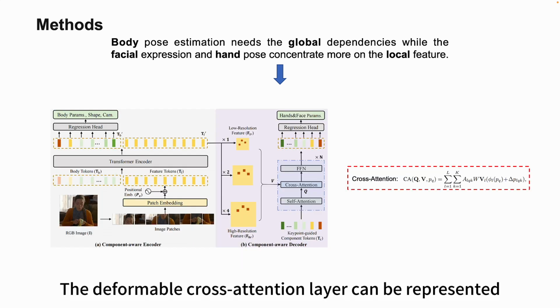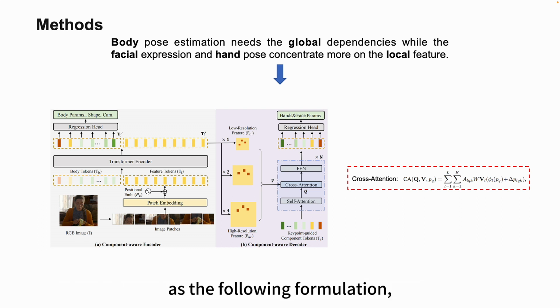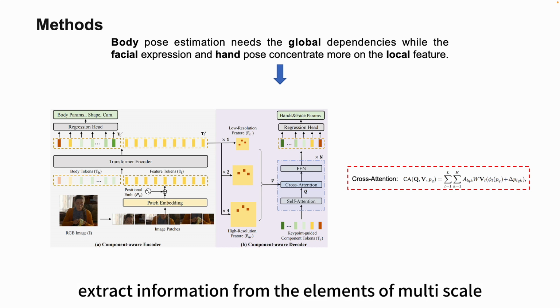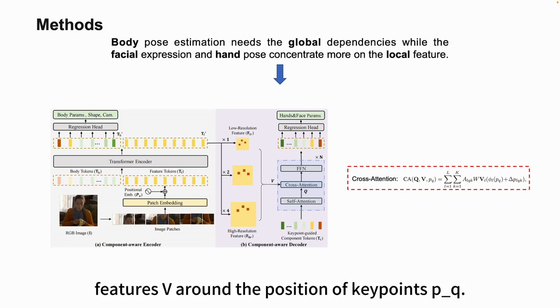The deformable cross-attention layer can be represented as the following formulation, in which key point queries Q extract information from the elements of multi-scale features V around the position of key points PQ.